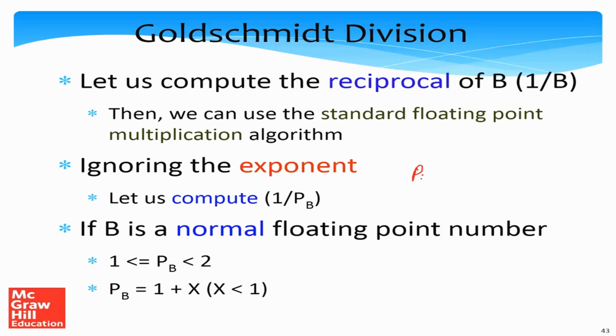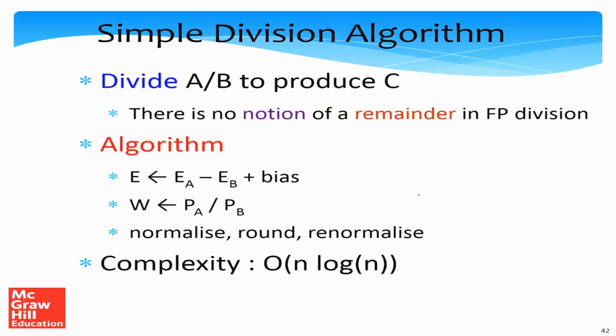So we basically get PA divided by PB, and then the rest of the division algorithm will be the same as before. So we are essentially getting to this point, albeit with a much faster method. The rest of the steps are exactly the same.